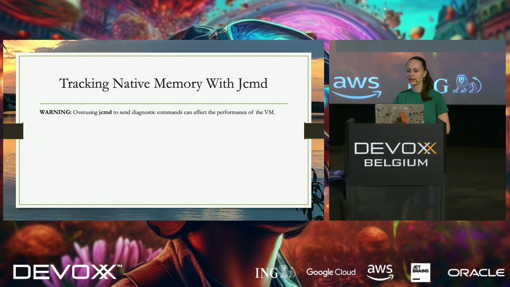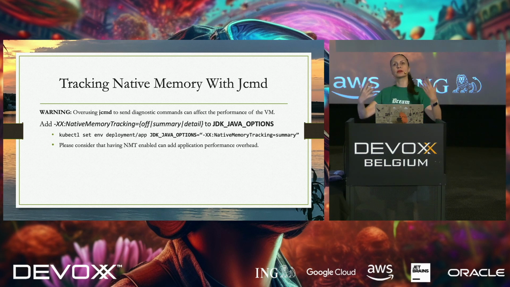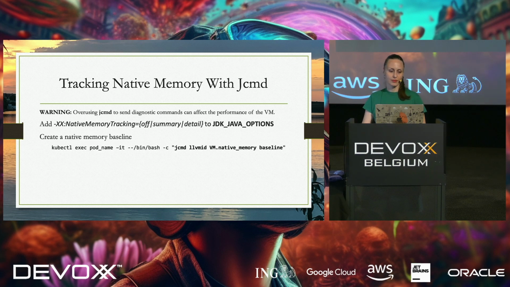A small warning: if you overuse the diagnostic commands, it is going to produce some overhead. So what I need to do now is add a flag, native memory tracking, to track how my native memory is being used. And hopefully I'm going to get some information about that, and identify where my issue is. And this is the command you can use, by the way, if you're running it in Kubernetes and you just want to inject this one time from the environment. It's way easier than hard coding things in Dockerfiles, for example.